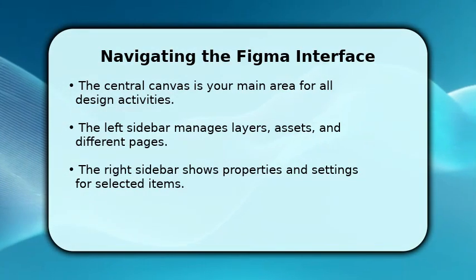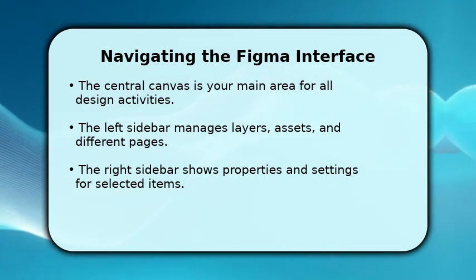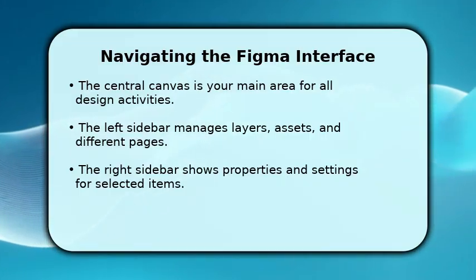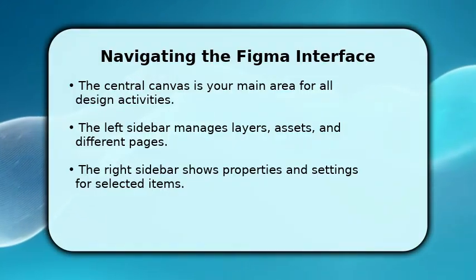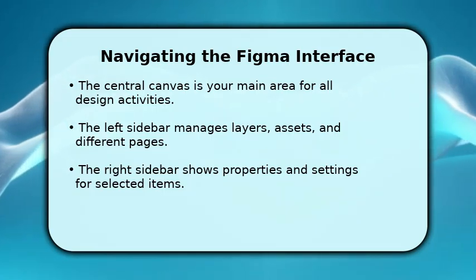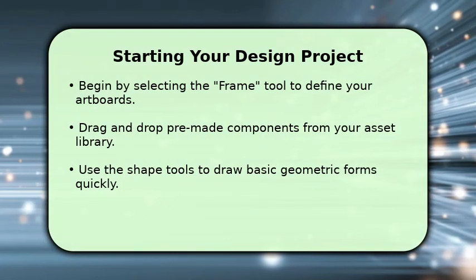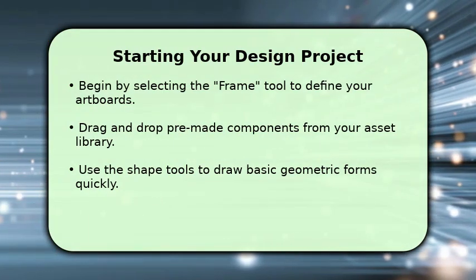Once your new file is open, you'll notice three main sections. The large central area is your canvas, where all your design magic happens. On the left, the sidebar helps you organize layers, components, and pages within your project. To the right, another sidebar displays detailed properties and settings for any element you select, allowing for precise adjustments and customization.